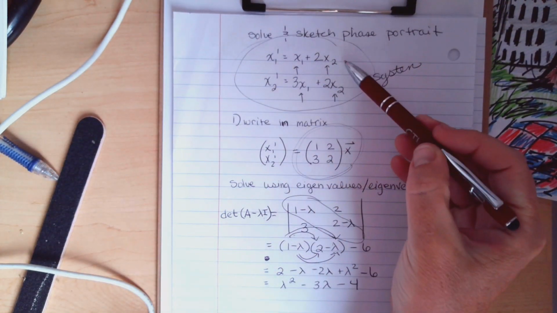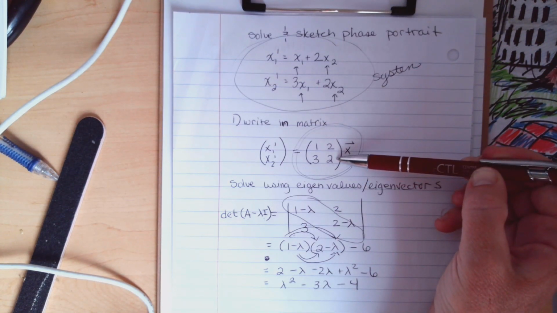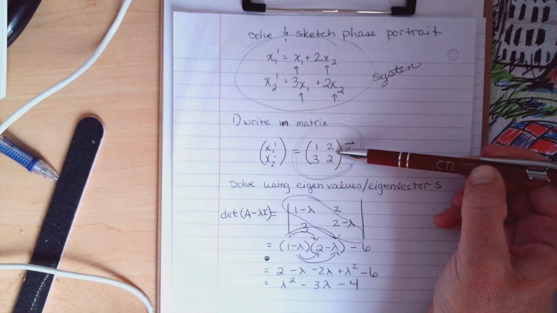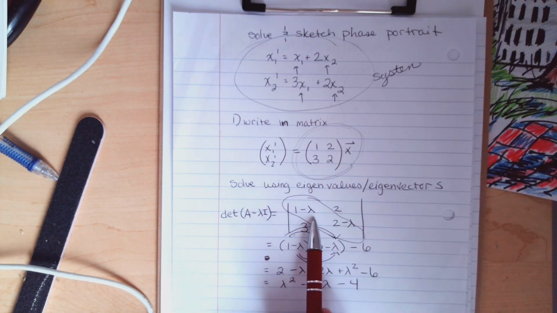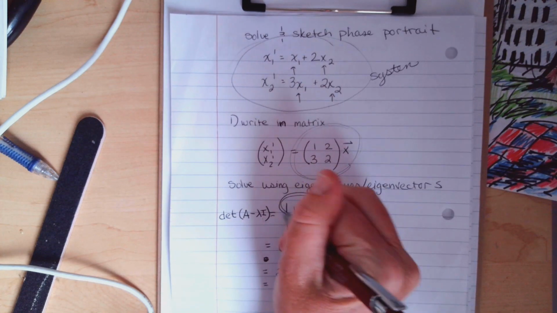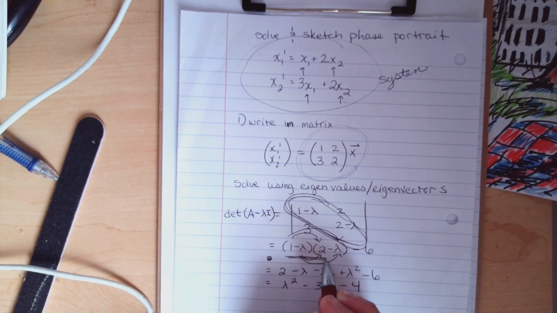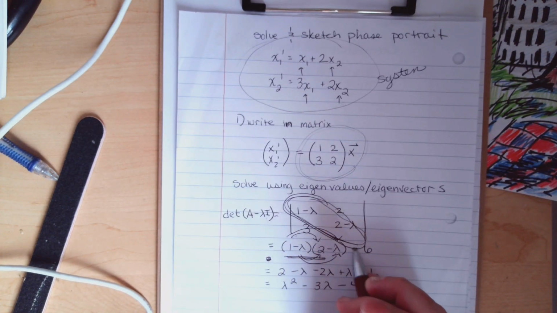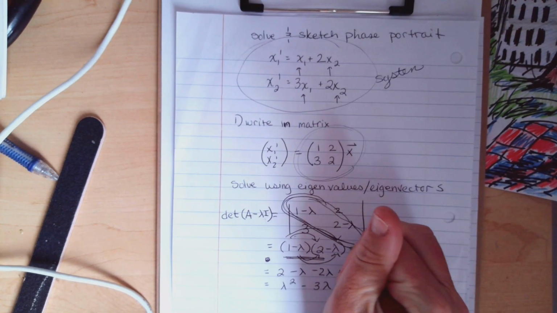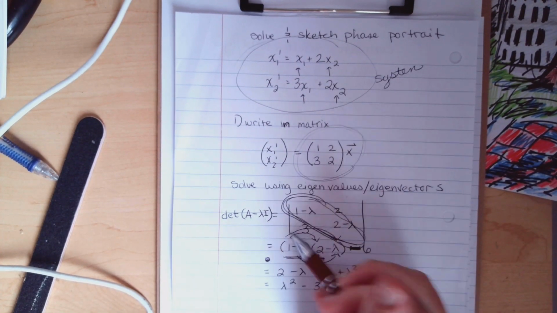And we just translated that system into this matrix. After we translate into this matrix, we write minus lambda along the diagonal. We find what's called the determinant. To do that, we multiply this diagonal together and put that first. And then we subtract, I don't know if you can see it anymore, but this is a minus right here. Right? We subtract the multiplication of the other diagonal.